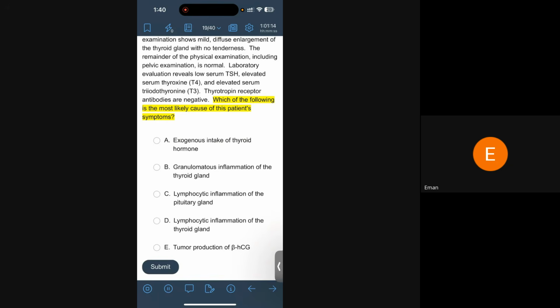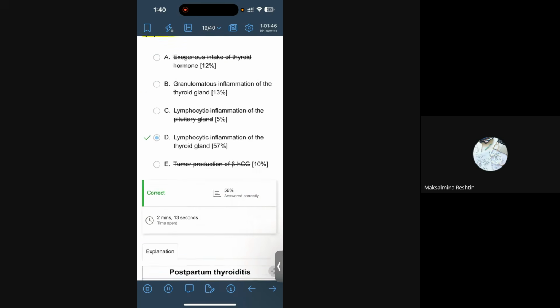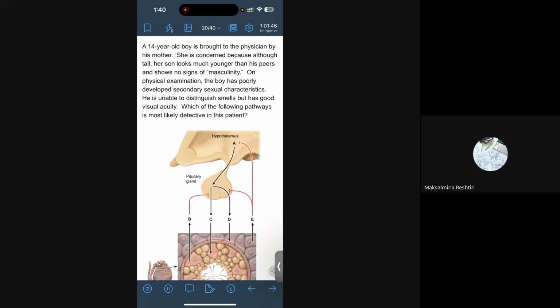Hyperthyroid state within the first 3 months of delivering a baby. Diagnosis: postpartum thyroiditis. C will not be the right answer, right? Tumor production of beta hCG, no. Exogenous, no. Which one is going to be the right answer? D. B will be the right answer for de Quervain thyroiditis.